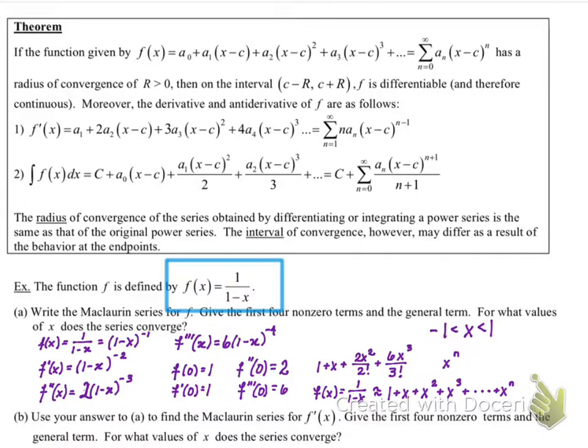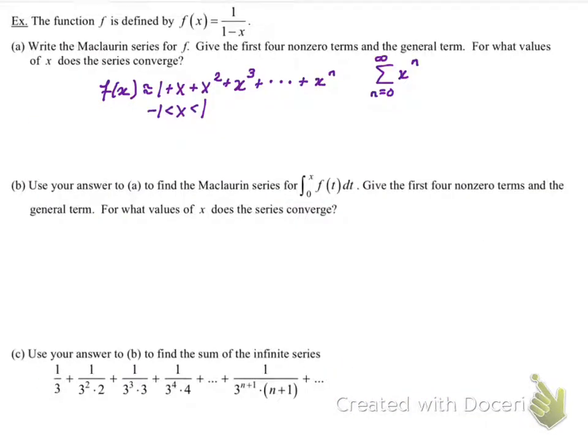Okie dokie. There we go. We are going to use our results to integrate that and find the first 4 non-zero terms and the general term.